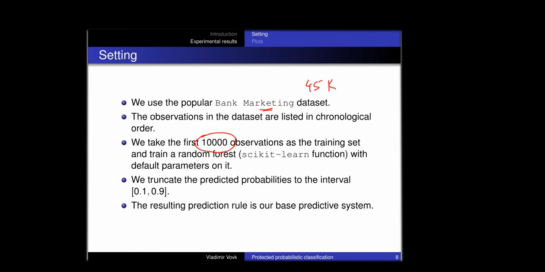So we train a random forest on it. Random forest performs very, very well on this data set, just a scikit-learn function. And then we truncate the predicted probabilities. We are also interested in the log loss, and if the predicted probability is 0 but it's wrong, your loss becomes infinite. To avoid it, we truncate our probabilities. So this is our base system.